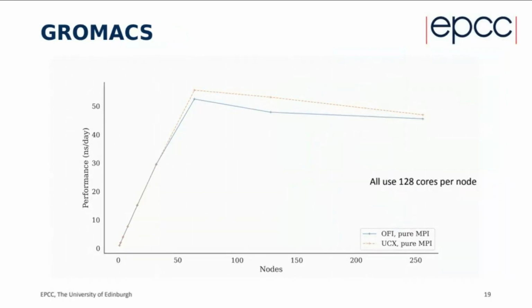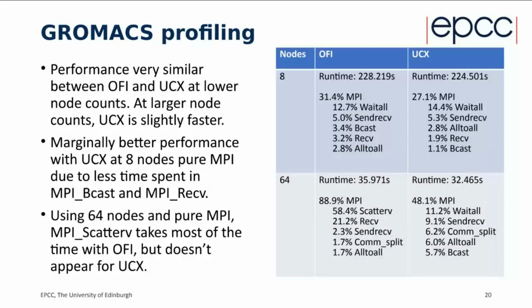We move on to GROMACS, which, if you remember, is a biomolecular simulation code, and most of the communication is dominated by point-to-point type communications. In this case, there are no OpenMP threads at all. It's pure MPI, 128 cores per node. This benchmark scales well up to 64 nodes and then stops scaling suddenly. But there's no real difference between the UCX and OFI transport protocol performance here, and that's exactly what we see.